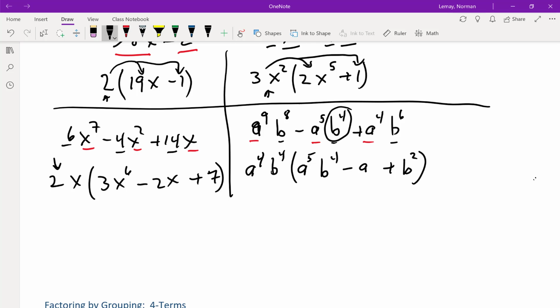So again, if I distribute this over the pluses and the minus, so I take a times a to the fifth, I get a to the ninth, b to the fourth times b to the fourth is b to the eighth. Here I take a to the fourth times a, I get a to the fifth. Here I get b to the fourth. And then one more time I get a to the fourth, and then b to the sixth. So that takes care of that.